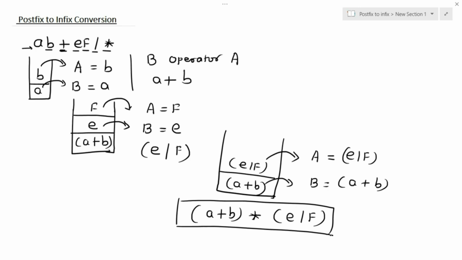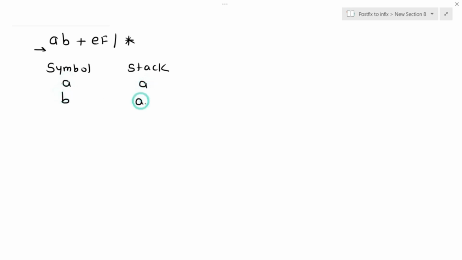But in the exam we are not going to solve like this. Let's solve the expression. The expression is AB plus EF division multiplication. Okay, so there are two columns, one is the symbol and the second one is the stack. We are going to scan each and every symbol starting from the left. So the first symbol is A, it directly goes into the stack. The next is B, in the stack we have AB. The next symbol is plus. Now the top of the stack is B and A. So here the expression is A plus B. We keep it inside brackets.